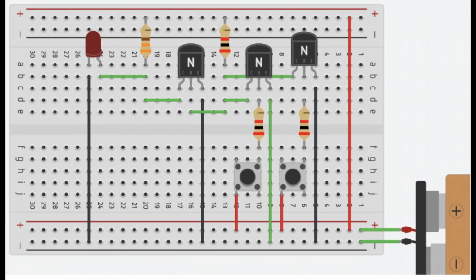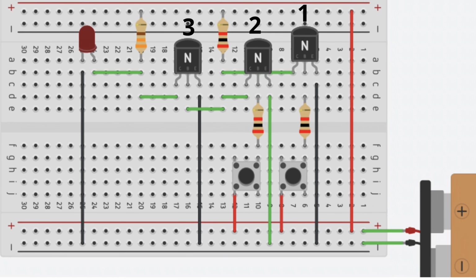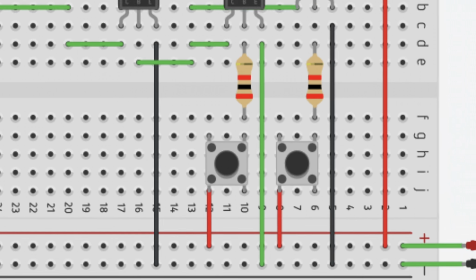And now we will show how the OR gate works. Finally, for creating the OR gate, we used all 11 jumper wires, 1 LED, 4 resistors, 3 transistors, and 2 push buttons.